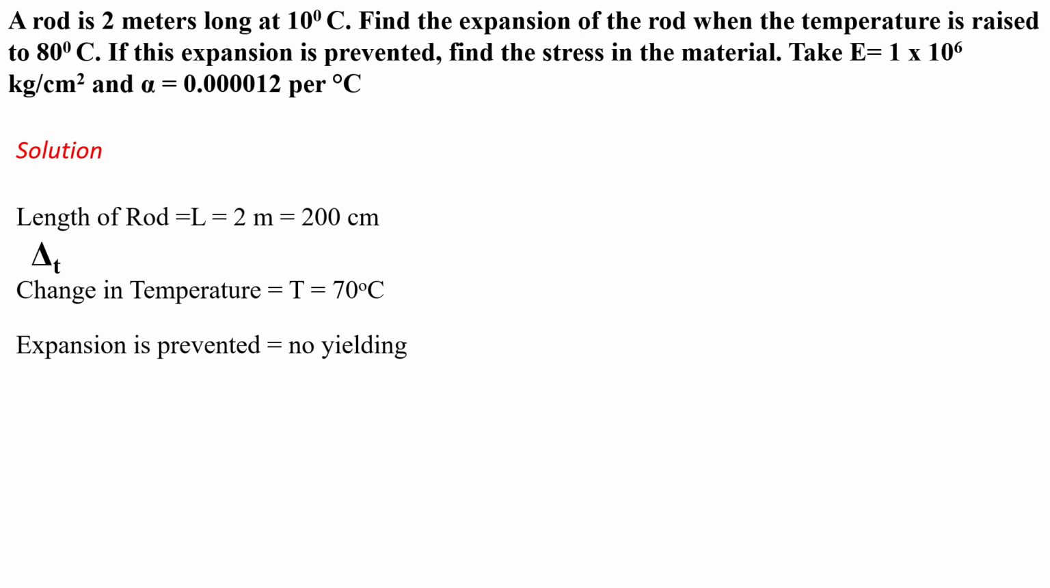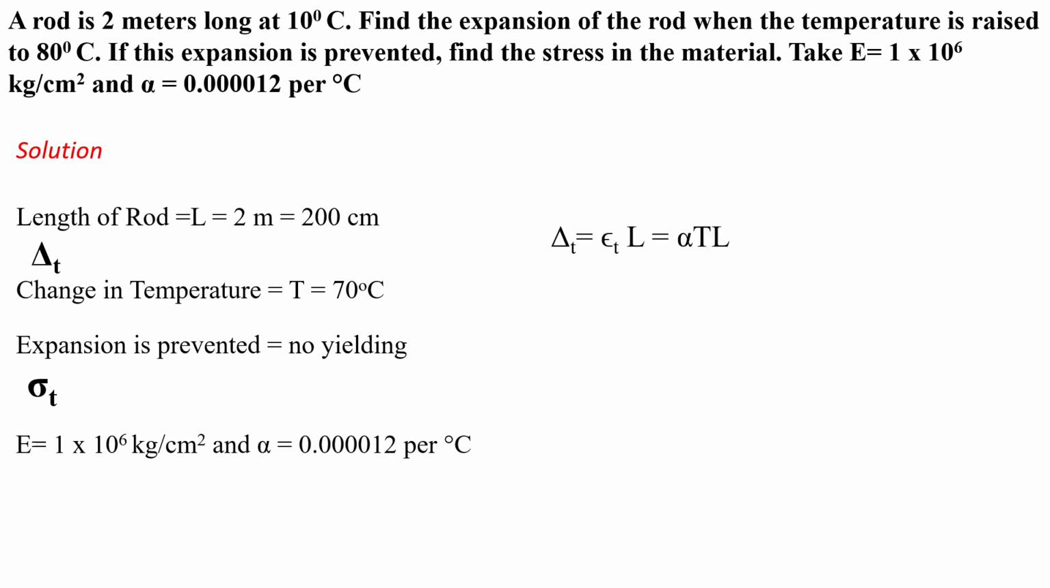So how do we determine the stresses in the material when expansion is prevented? Expansion prevented is nothing but no yielding. So we determine the sigma T value with the condition of no yielding. It is given that the E value is 1 into 10 to the power of 6 kg per centimeter square and the alpha value is 0.000012 per degree centigrade. Okay, so let's see the solution.